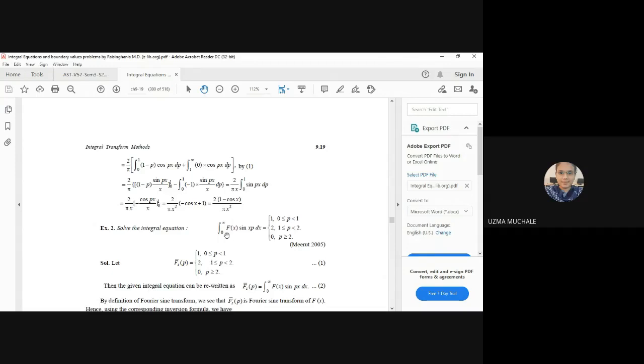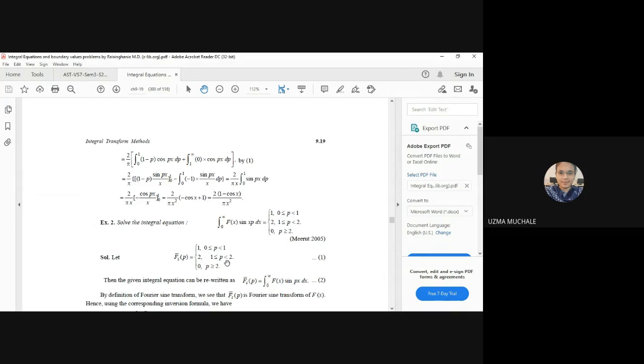Now here you can see it is now a Fourier sine transform. The value of this I can write as F_s of p. Again, this interval is divided into three different intervals: the integration within the limit 0 to 1, then 1 to 2, and now directly greater than 2.